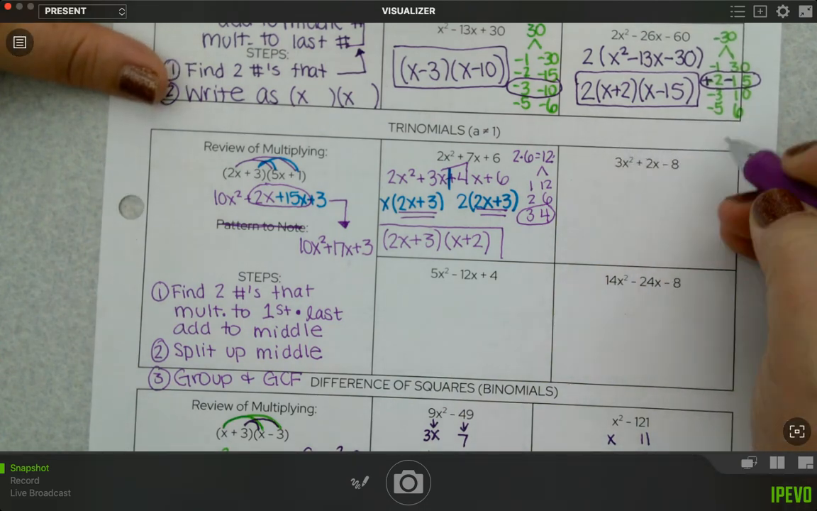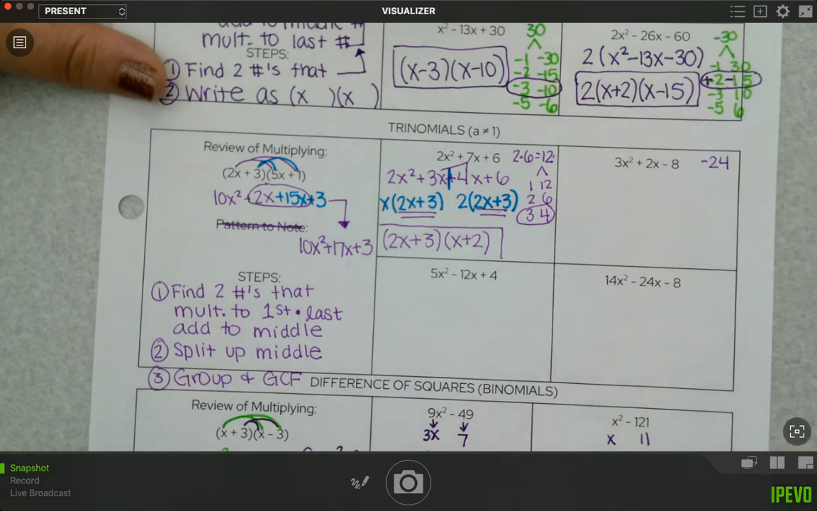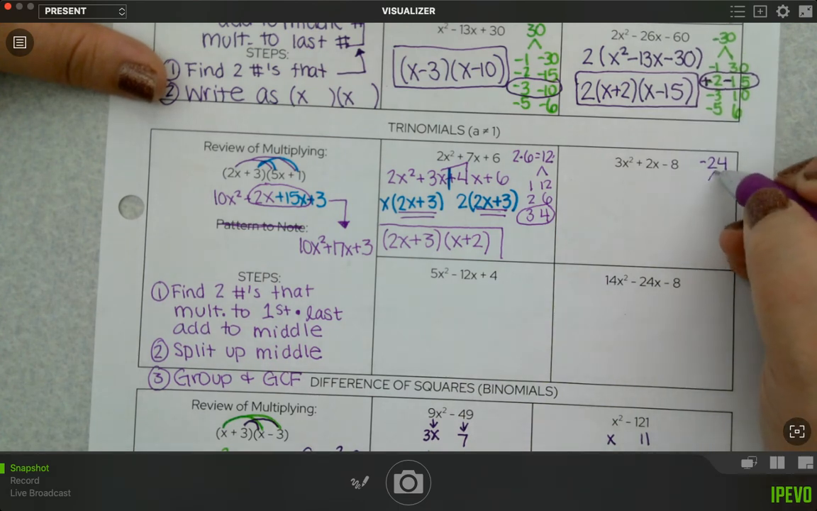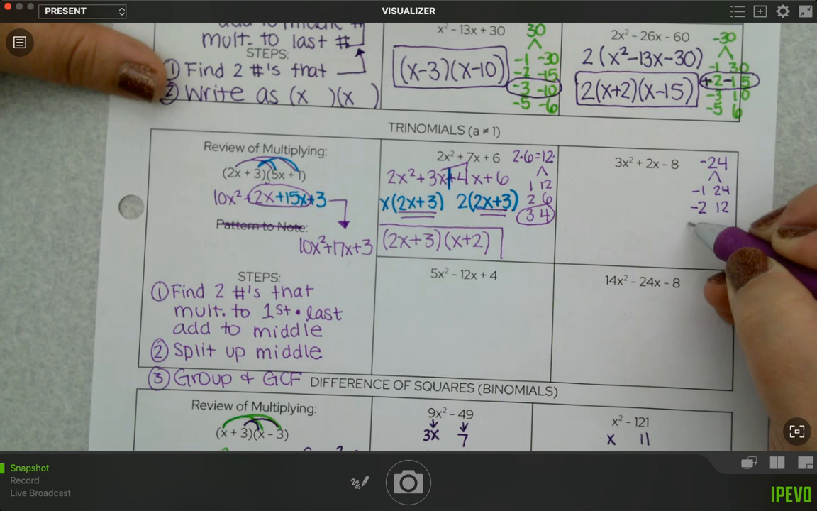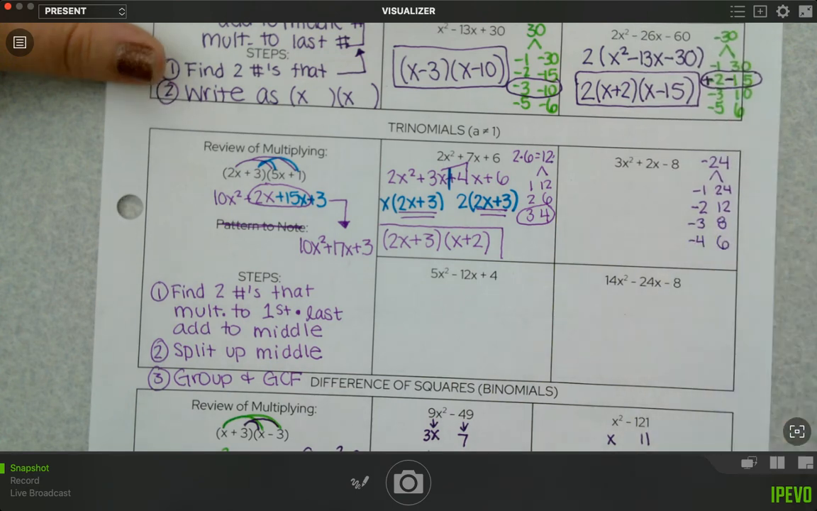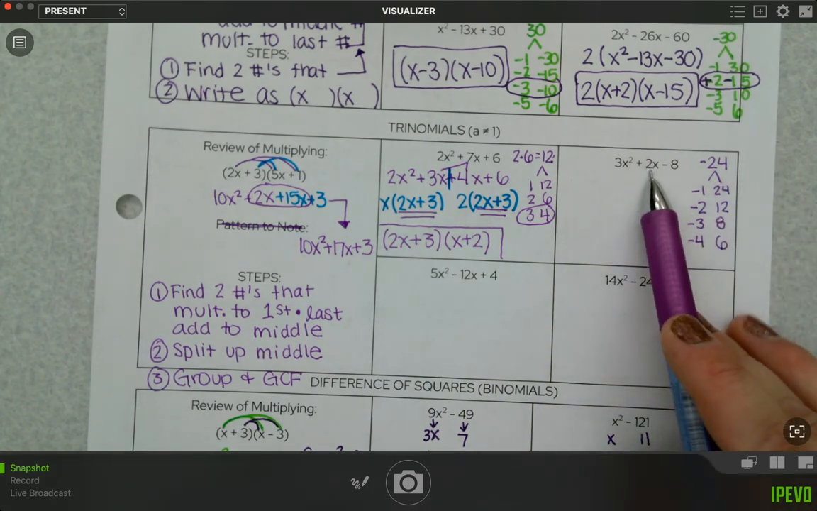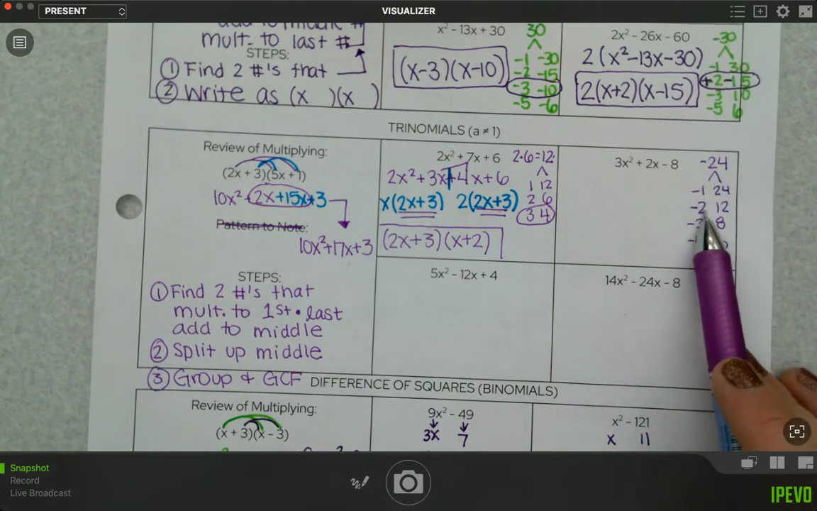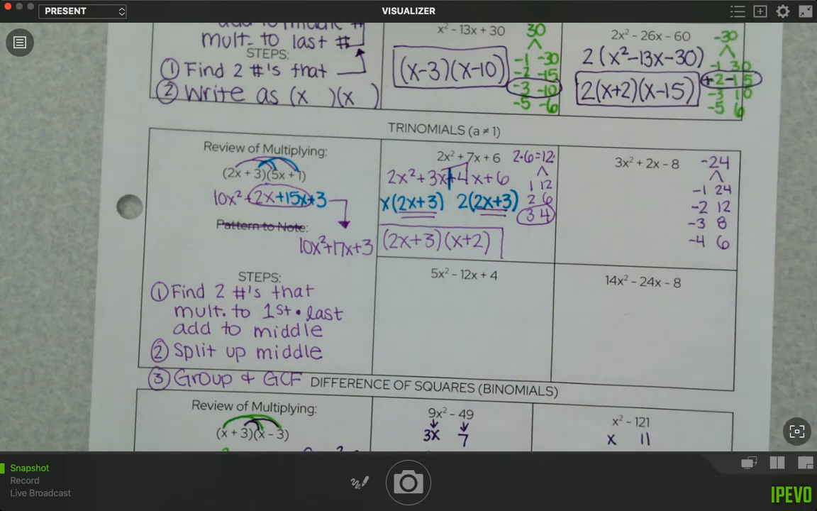3 times negative 8 is negative 24, which means I'm going to need one positive and one negative. I always guess the number on the left. So 1 and 24, 2 and 12, 3 and 8, 4 and 6. And I'm looking for the ones that add to 2. So not here. This one adds to 5, 2. So it's my last one.